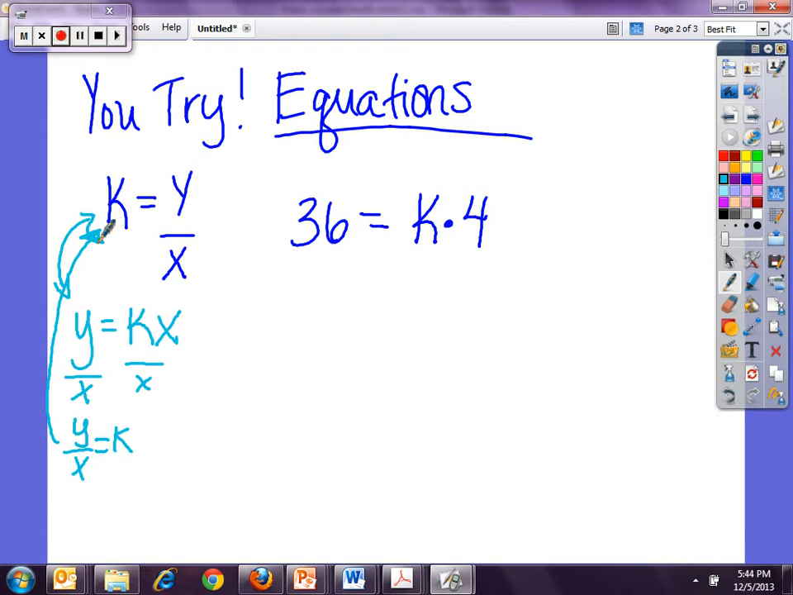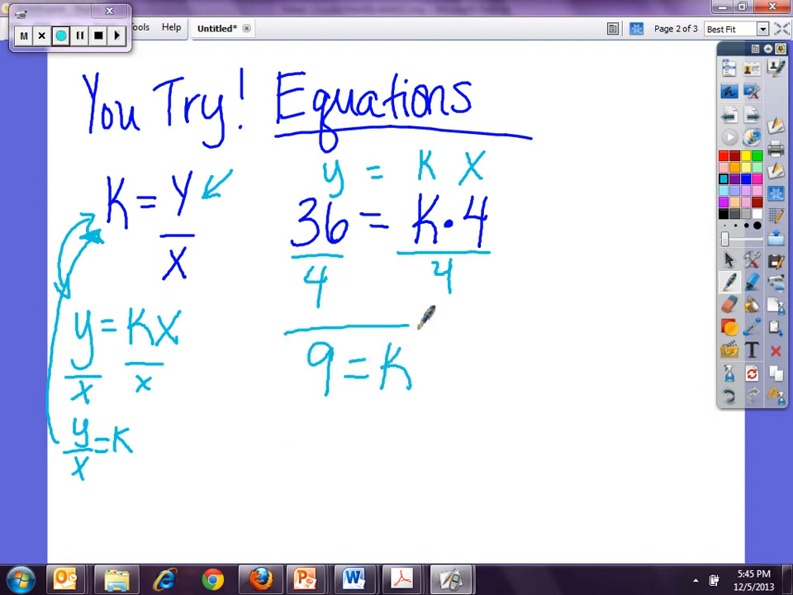So now, what did I do here? I divided by this x. Well, over here, I'm going to do that same exact thing. I have y equals kx. And I need to figure out what is k. And k is equal to y divided by x. So then I divide by 4, divide by 4. So I get 36 divided by 4, which is 9, equals k. Okay? And you could do the other 2.